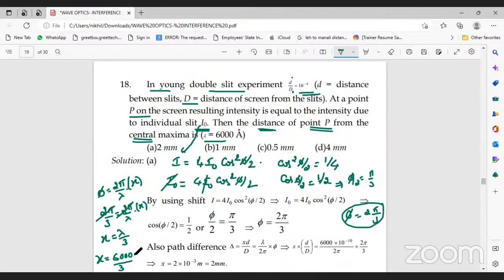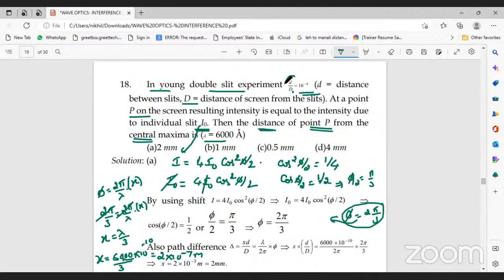How much will you get? This is in angstrom, right? 10 power minus 10. So you get 2 into 10 power minus 7 meter. This is the path for this phase.